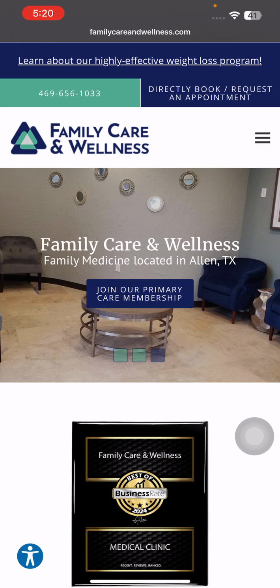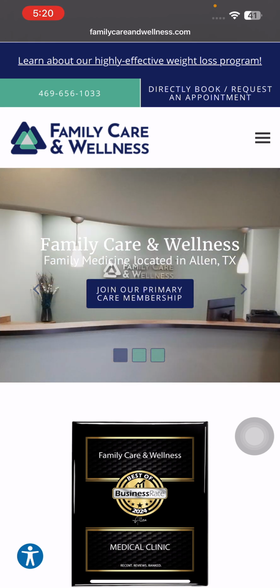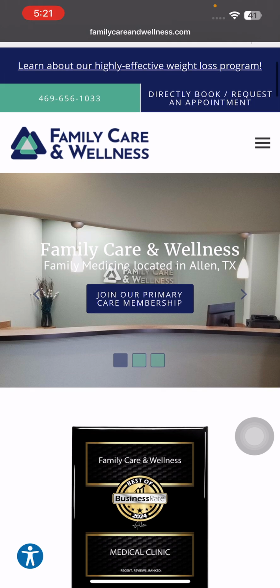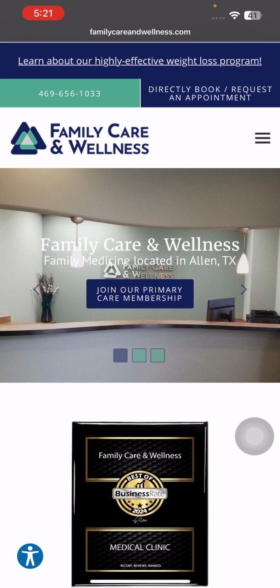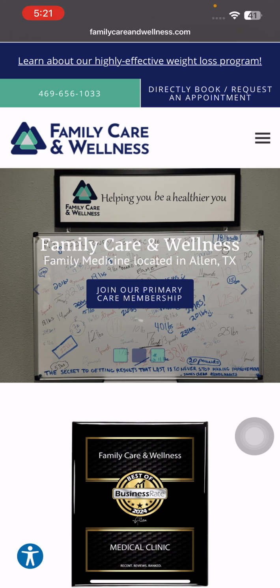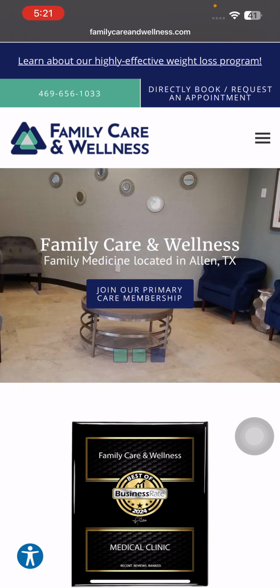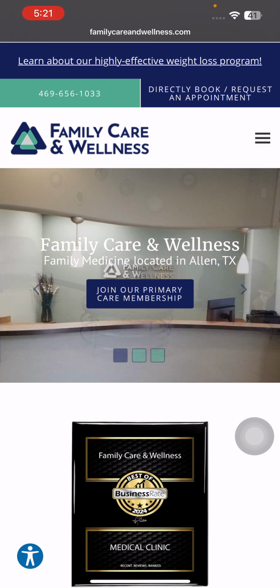So I would have asked to change the color so that it has more significance and draws more attention. Also, I think maybe we should just use one. I would rather go with directly book or request an appointment, because I think request an appointment is better. Again, it's just how different users and patients perceive it.